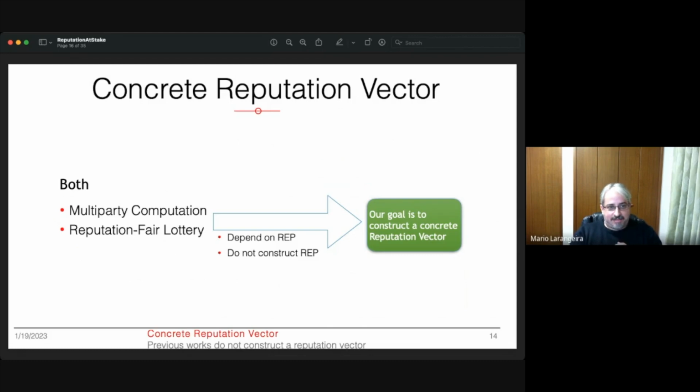Okay, so here is the concrete reputation vector I was mentioning. Both the multi-party computation and the reputation fair lottery depend on this rep. Rep is the reputation vector, but they do not construct it. They just point out properties and do inferences, I mean, rationale on how to build stuff with the reputation. They don't say anything about the vector. Our goal here is to construct one reputation vector, then plug it into these two works and show how we can actually do it.